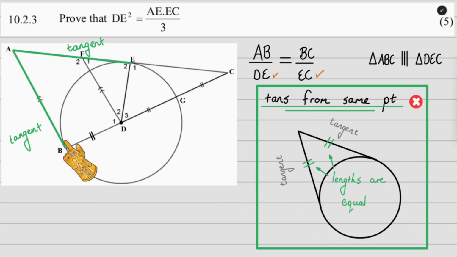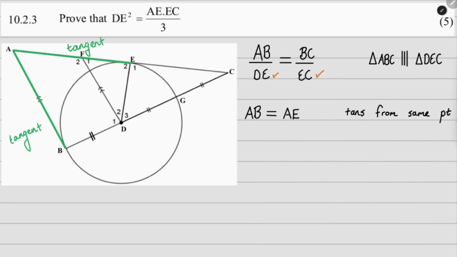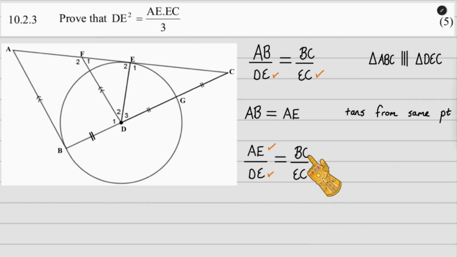So applied over here, AB will be the same length as AE for this reason, tans from the same point. And we just state that in our work like this: AB equals AE, aka they have the same length, for the reason of tans from same point. Now I can switch out this AB to an AE, and we're getting one step closer to getting this monstrosity. After we make that switch, we can see the only odd man out is BC. I don't want BC because it's not here. So I want to change BC to something.